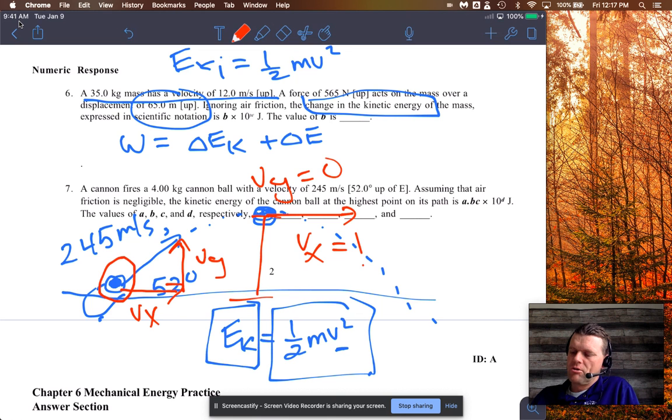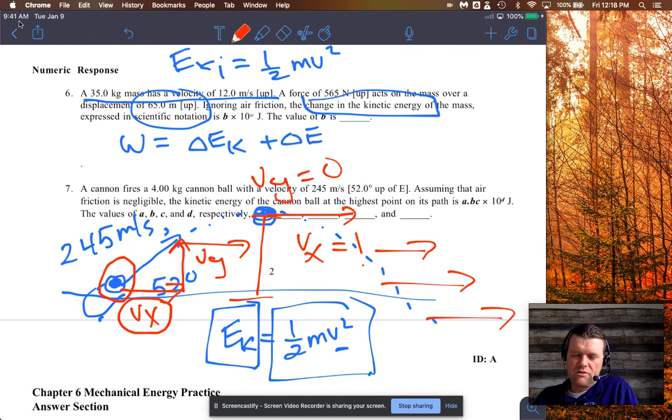So your clue is then you just need to figure out what the horizontal velocity is. Because if you remember, that horizontal velocity stays the same all the way through its trajectory. And that is the only velocity that it would have right here at the top. It would only have Vx. So once you figure that out, you plunk that in here and that should get you the answer.